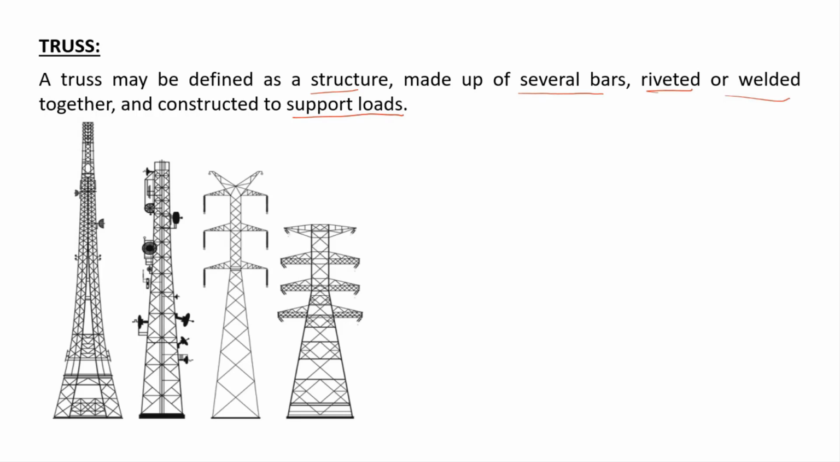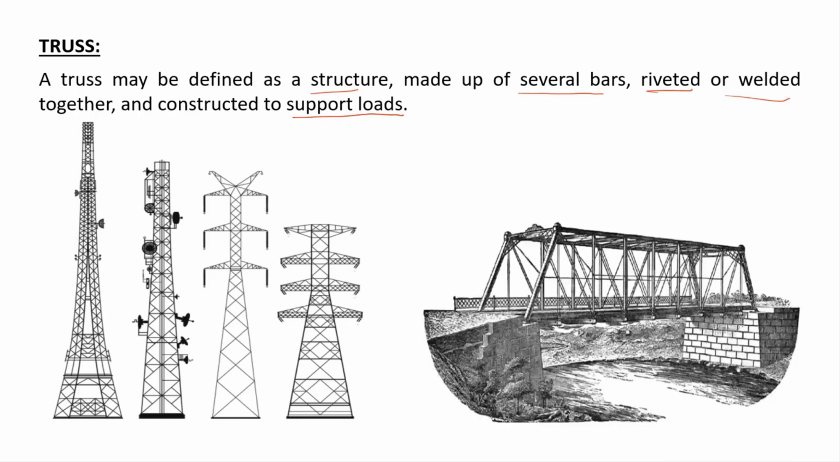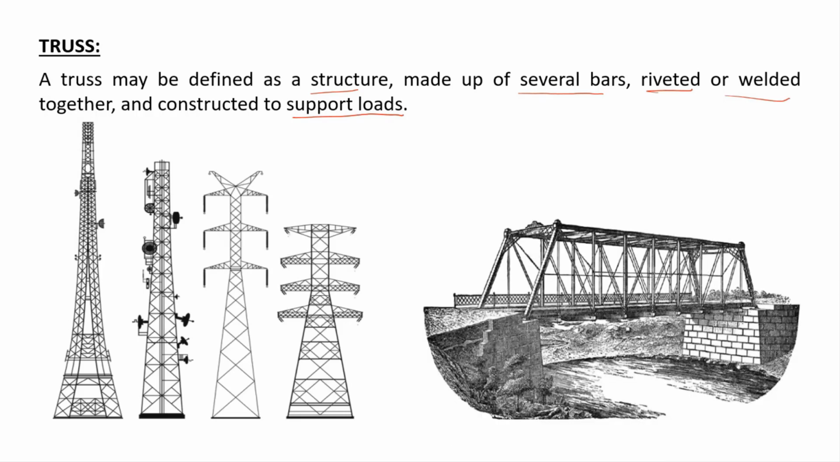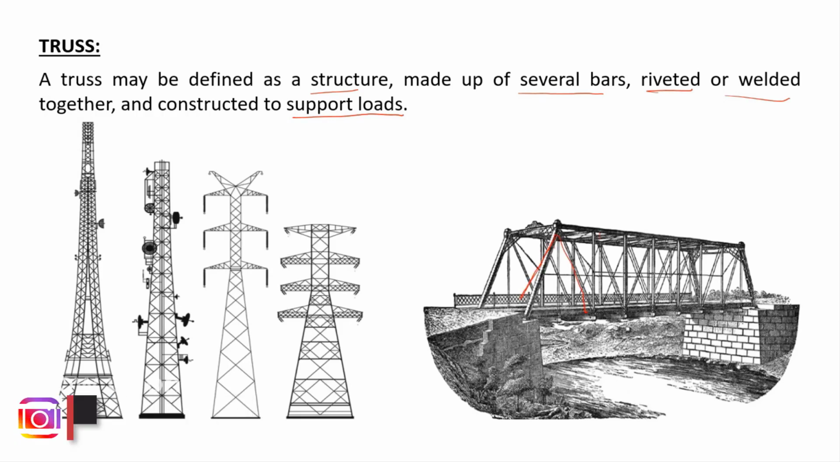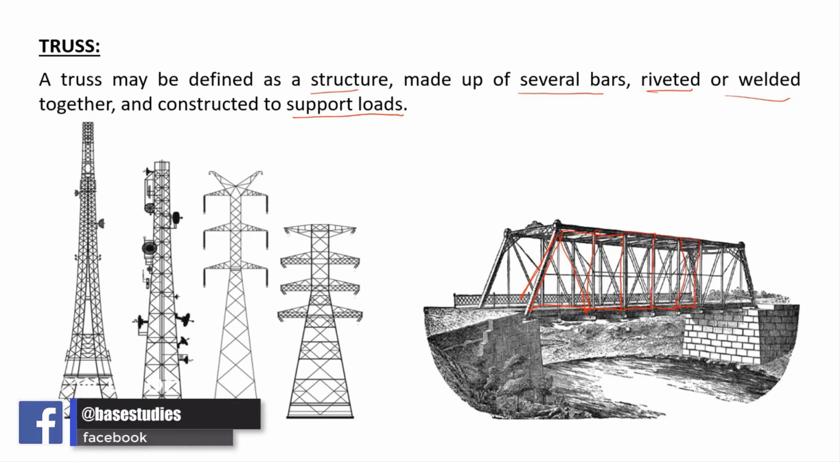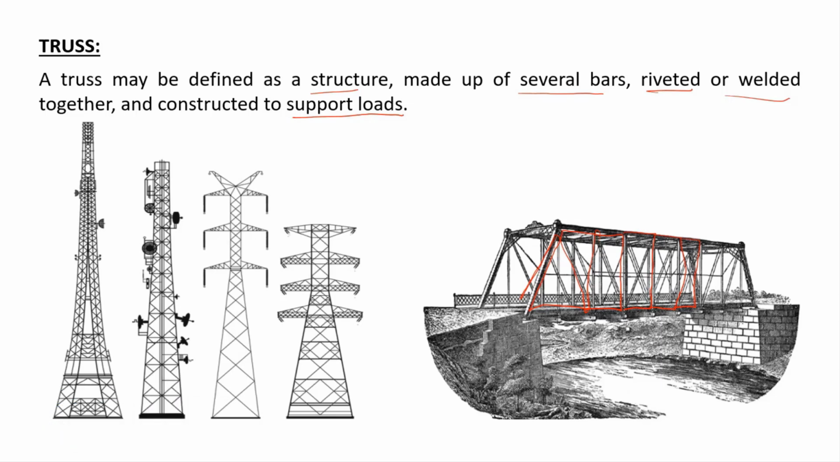The other example we can see is in the form of a bridge. These bridges are also made up of several bars like this. These are the several bars, and these are made to carry the loads. These are a few examples of trusses. By seeing these examples, you now understand what kind of structure we are talking about.